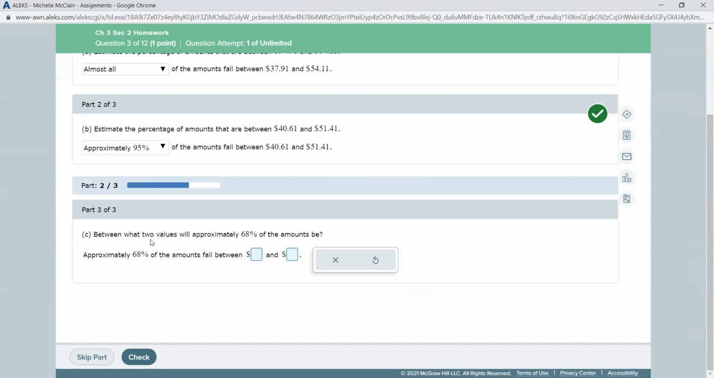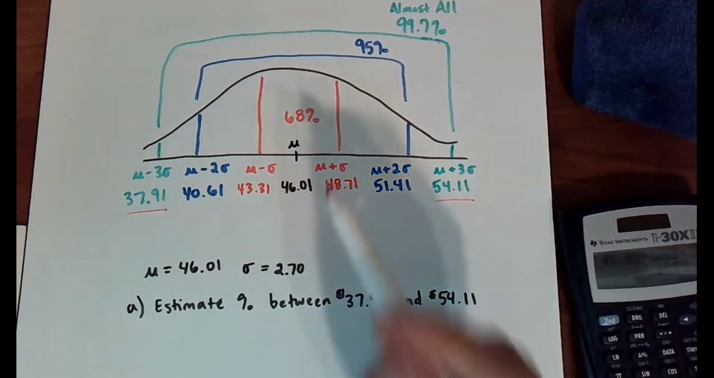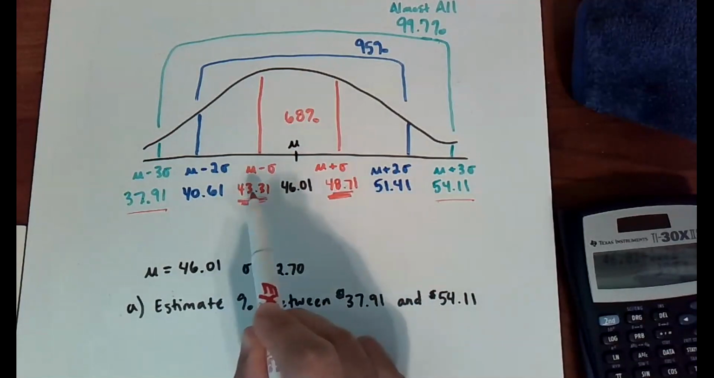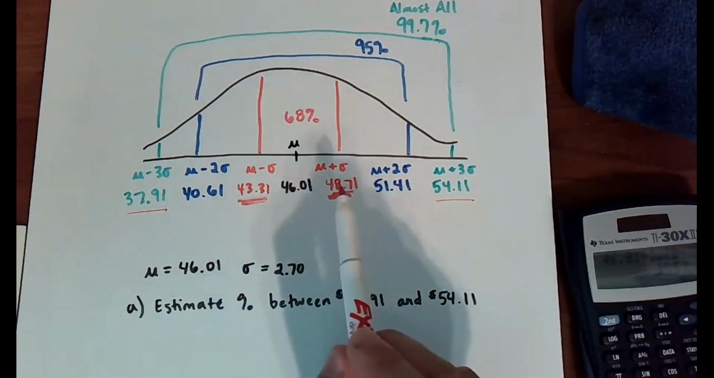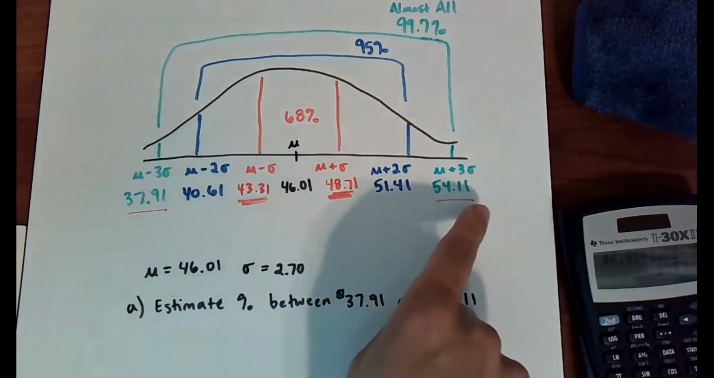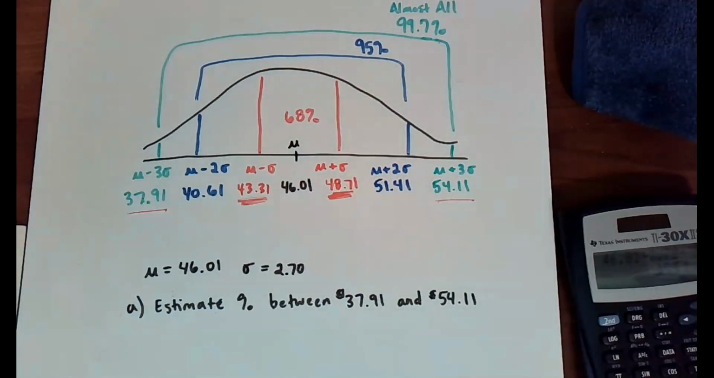Let's take a look at the last part. This time it says between what 2 values will approximately 68% of the amounts be? This time they're giving us the percentage, and we have to type in the monetary value, the data items. I'm going to go back one more time so you can look at my scratch work. I know it's 68%, so my solution is the data items $43.31 and $48.71. You can see we actually used all parts of our picture for this problem.